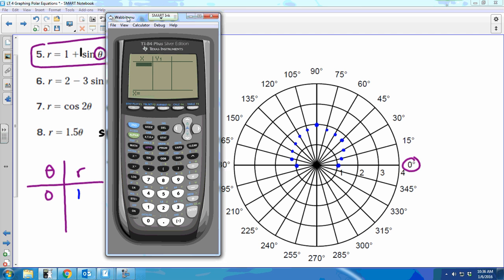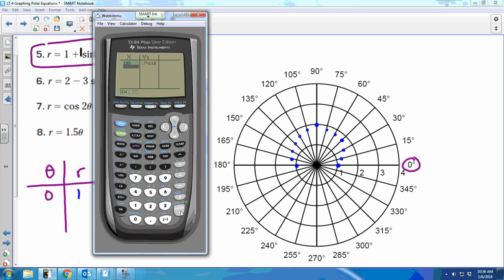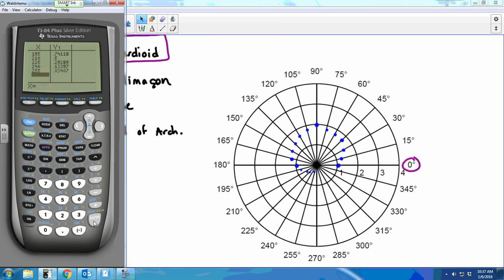So now we've got to go to 195. See what happens. This will get smaller. So now we're at 0.7. And then 210. We're at 0.5. So we're getting smaller. This should be making sense because it's supposed to be a cardioid. It's supposed to have some sort of dimple someplace. So we get smaller, 0.2. 0.1. So we're getting smaller and smaller. 0.03.